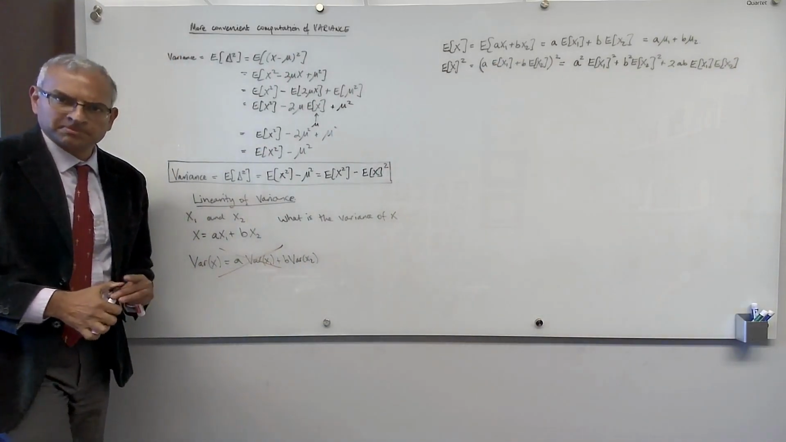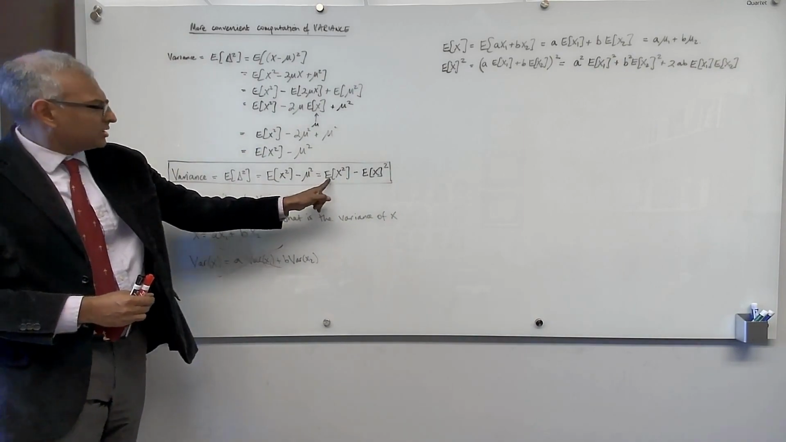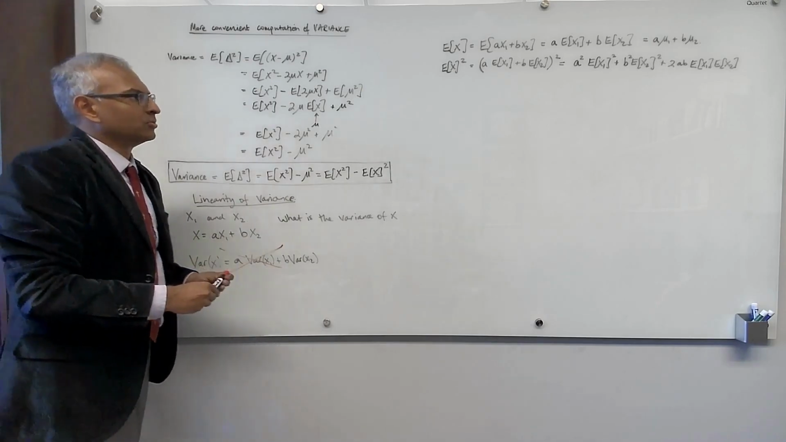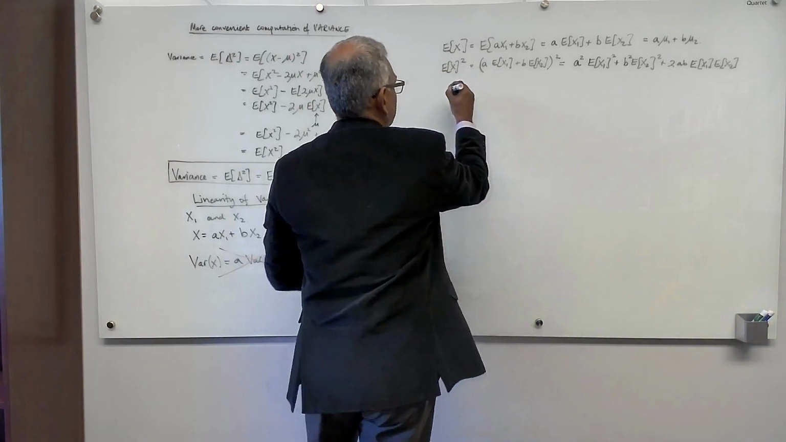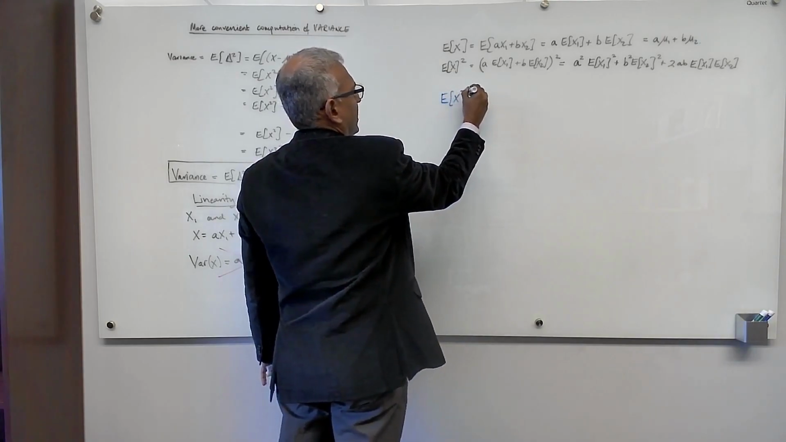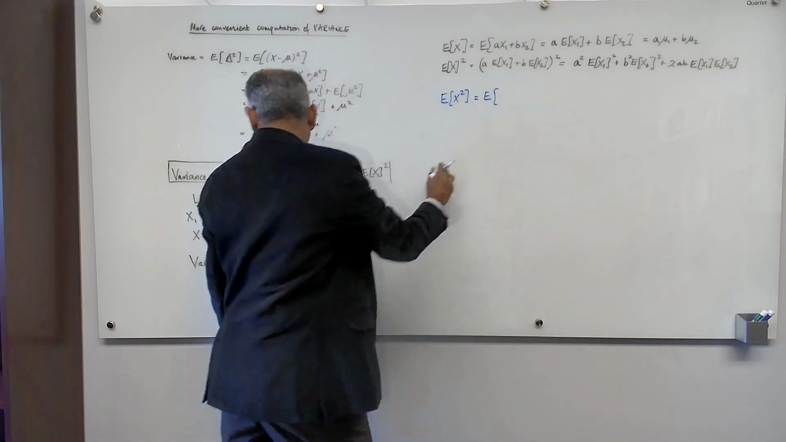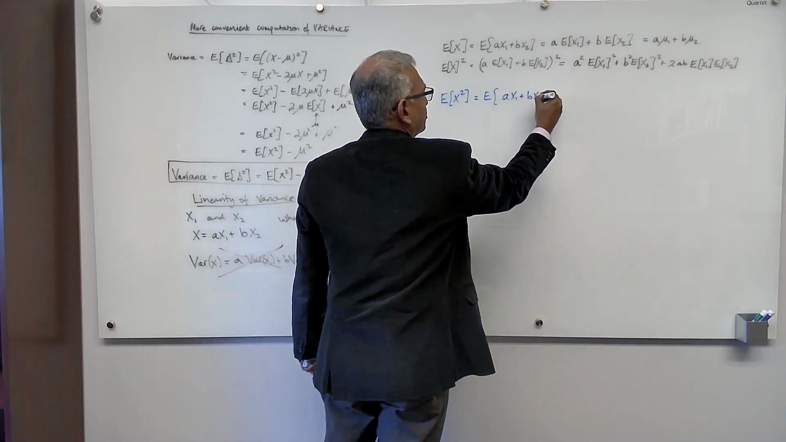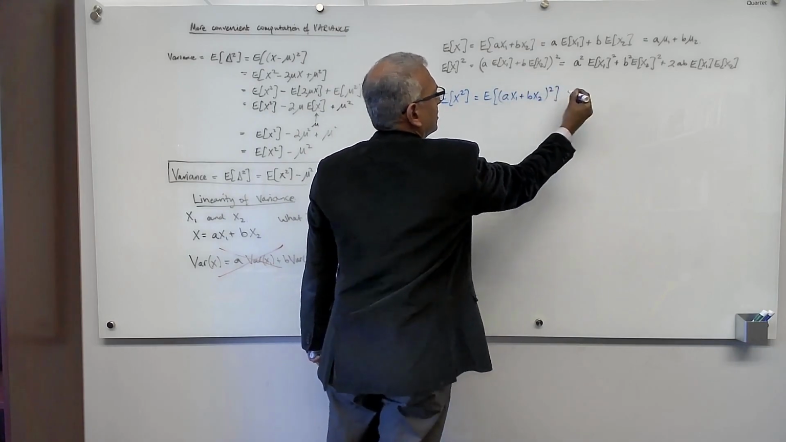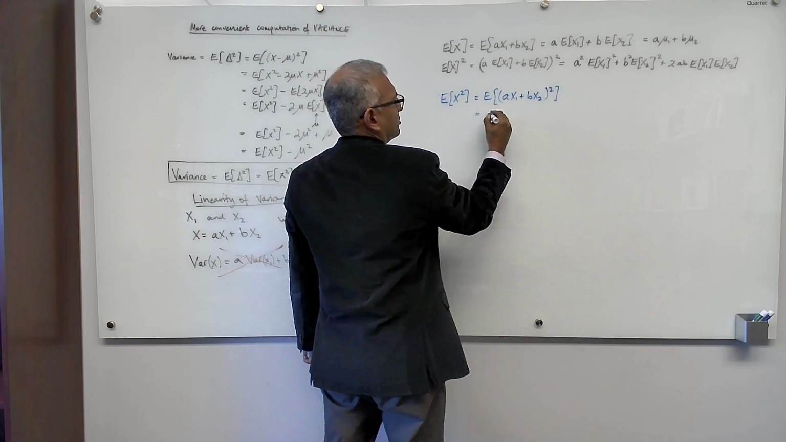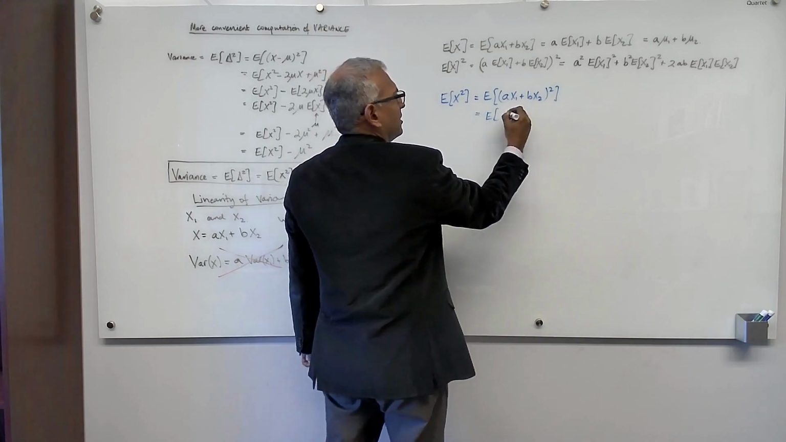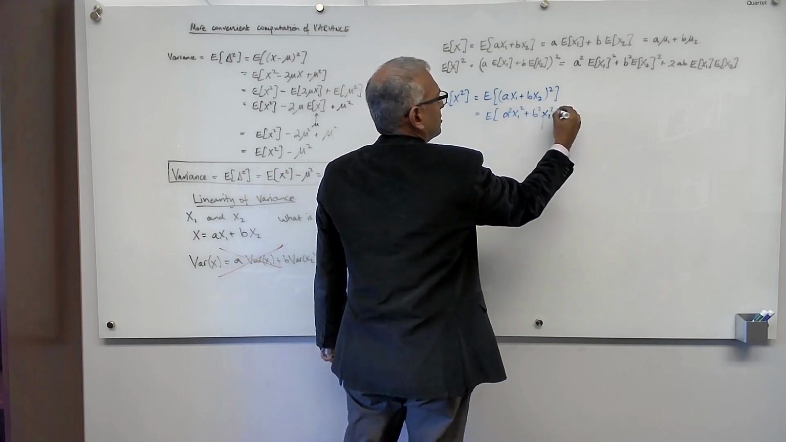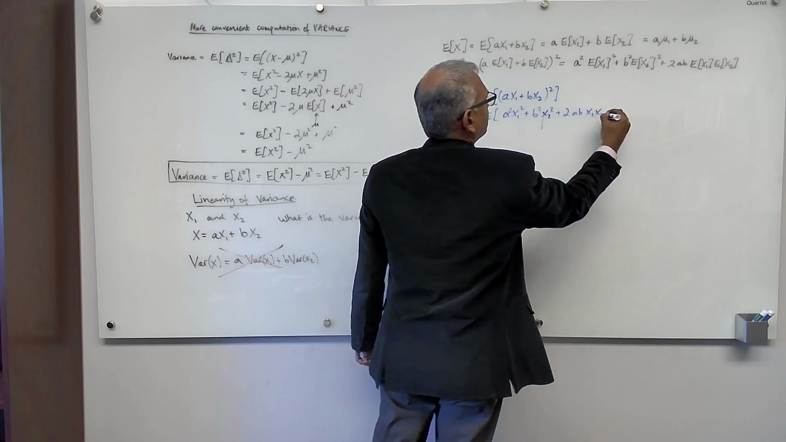Good. Now let's look at the second term that we need in order to compute the variance, which is the expected value of the square of X. So we need the expected value of X squared. But what is that? That's the expected value of aX1 plus bX2, squared. Now I'm going to multiply out the square: a squared X1 squared plus b squared X2 squared plus twice ab X1 X2.